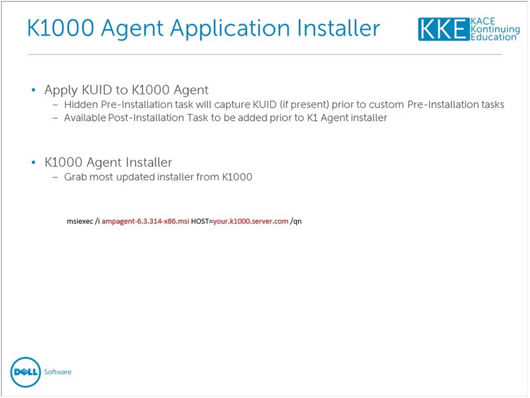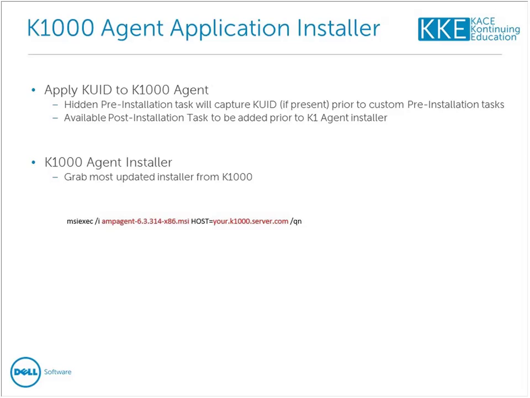What you'll see is the command line that we can work with for our K1000 agent installer. And what you have here are two things that you need to modify. The first one is going to be the name of the MSI. If we upload a new package for the K1000 agent installer, then we want to make sure we change that name in our post-installation task so it references the right package name, the right MSI.